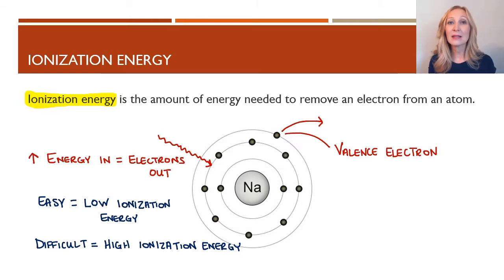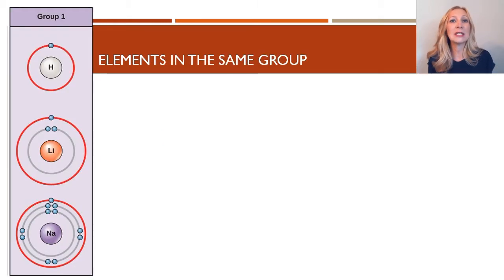Now for the rest of this lesson, we will focus on the trend in ionization energy. Now remember, a trend is just a general pattern. It's a way of predicting what might happen based on given information. So let's look at the trend for elements in the same group or column on the periodic table. We have group 1 here.